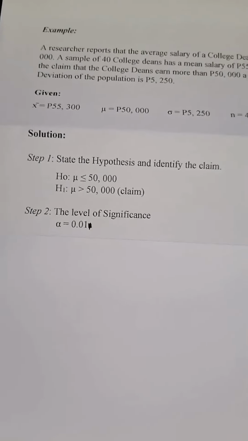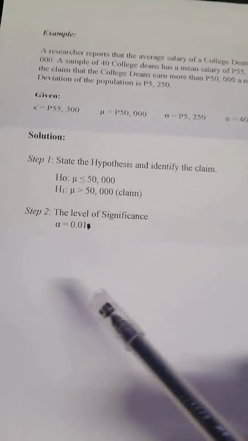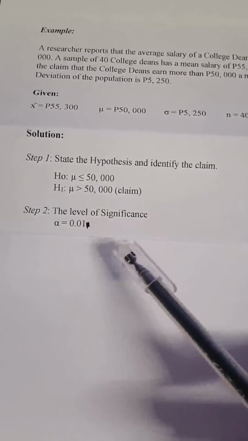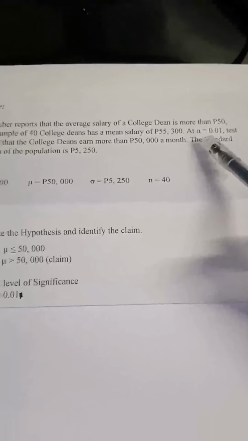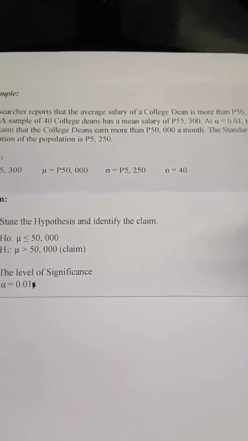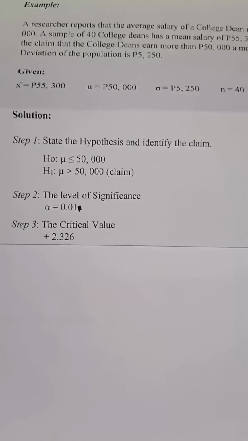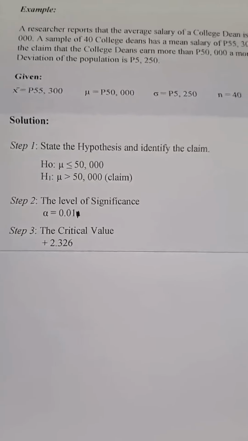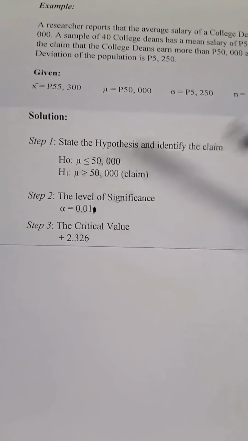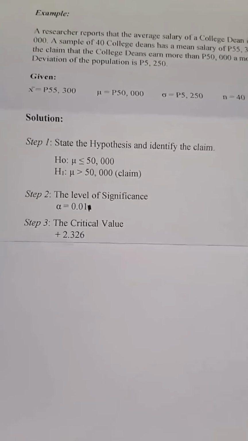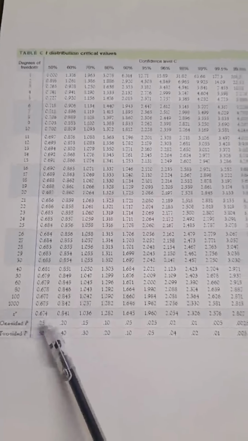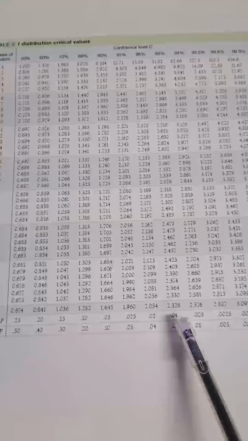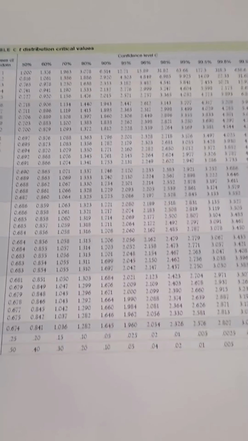In step 2, we'll just find the level of significance. Our level of significance is alpha equal to 0.01. Where did I get the 0.01? Here, from the problem, alpha is equal to 0.01. Step 3 is to find the critical value. Where did I find this positive 2.326? I get this from our Z table: 0.01 one-sided, here 0.01, 2.326.